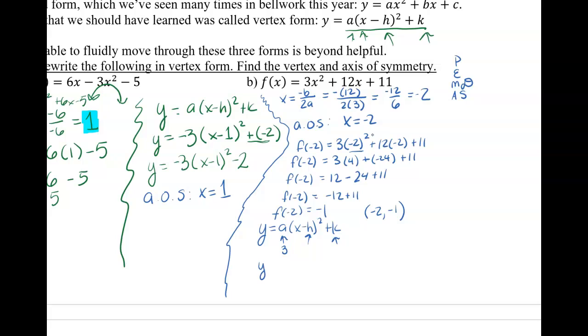So then I get y is equal to 3 times x minus h, which in this case is -2, quantity squared, plus k, which is -1. Simplifying this, because Miss Schuessler does not like double negatives or double signs anywhere, so I get y is equal to 3 times x now plus 2 squared minus 1, and we're done.